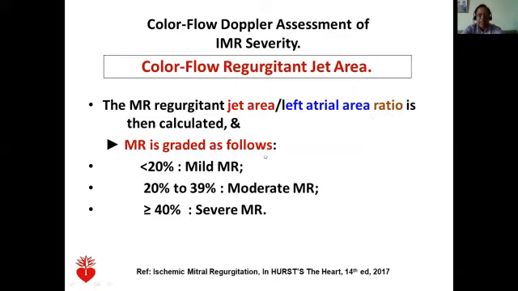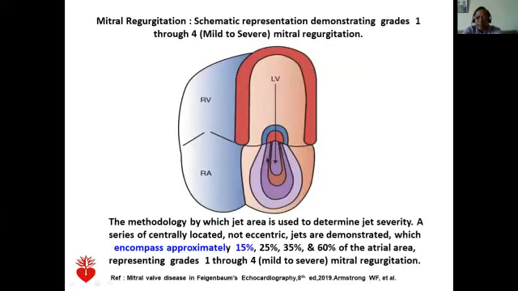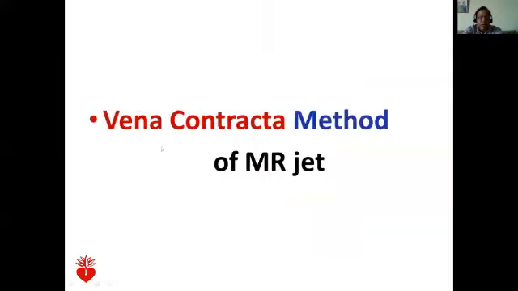MR is graded as follows: less than 20% of the LA is mild MR, and more than 40% of the LA is severe MR. Now, this is another method for grading. By jet area, 15% is grade 1, 25% grade 2, 35% grade 3, 60% grade 4. Now, regarding the vena contracta method of MR, this is very important.